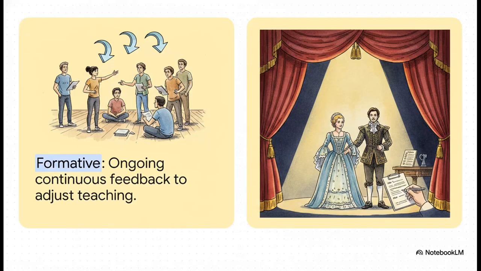The difference between these two is stark. Formative is ongoing. It's that continuous feedback loop used to adjust teaching. Summative is the final, formal evaluation strictly for your grade. Basically, formative is the rehearsal and summative is opening night.